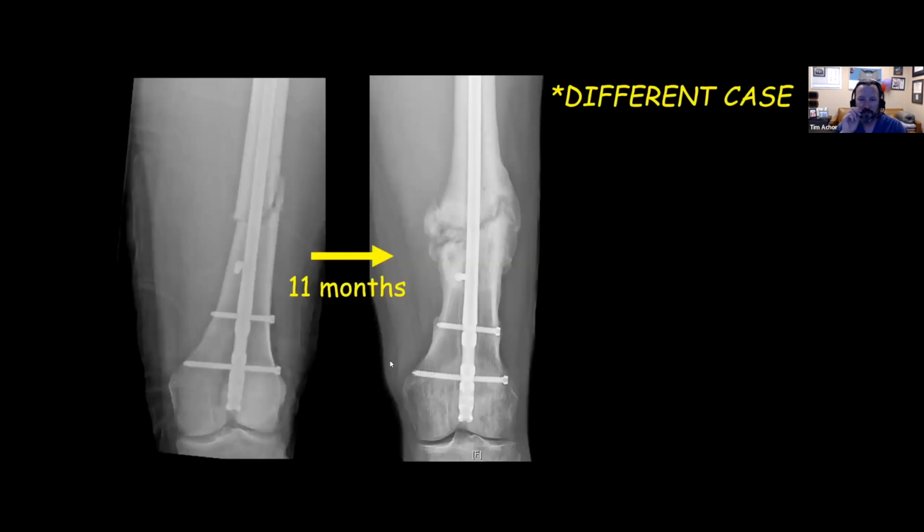Let me just show a quick different case. Here's a guy treated by one of my partners initially with a retrograde nail, young man in his 30s, ATV wreck. You can see he goes on to a hypertrophic distal third non-union with some subtle or not so subtle varus deformity, depending on how critical your eyes are.